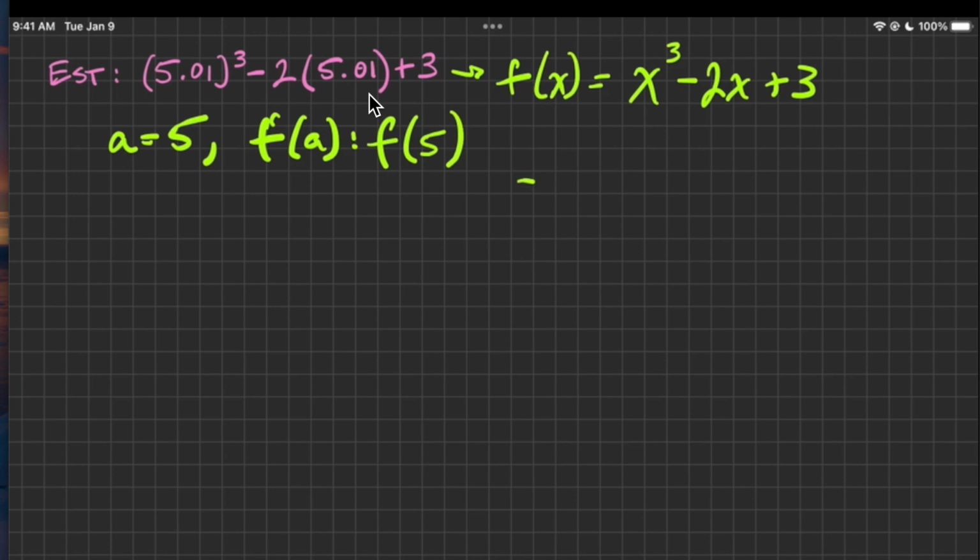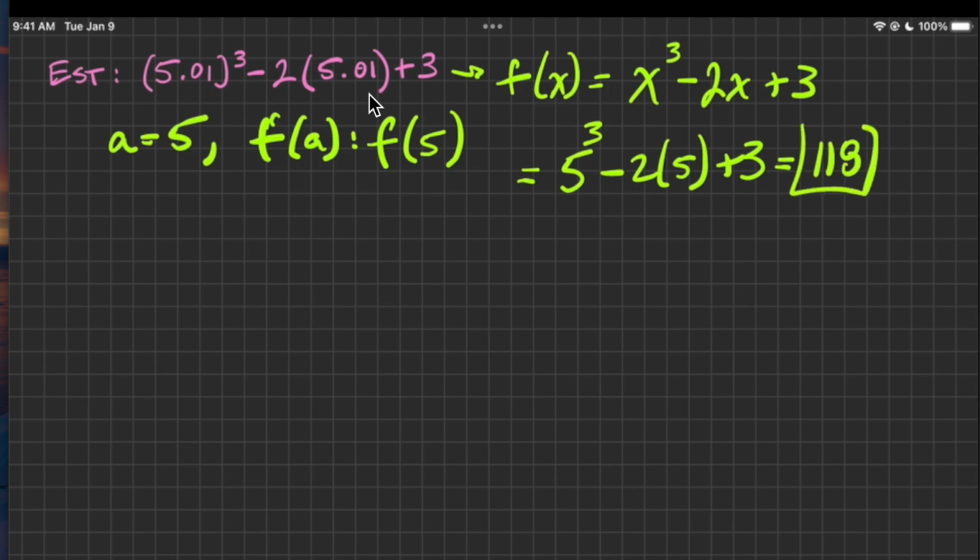We're going to plug in 5. We're going to have 5 cubed minus 2 times 5 plus 3, and I did that earlier, and that evaluates to 118. So folks, we already have the point that we need. We picked that a value to make our life easy. We got f of a, and that's 118.